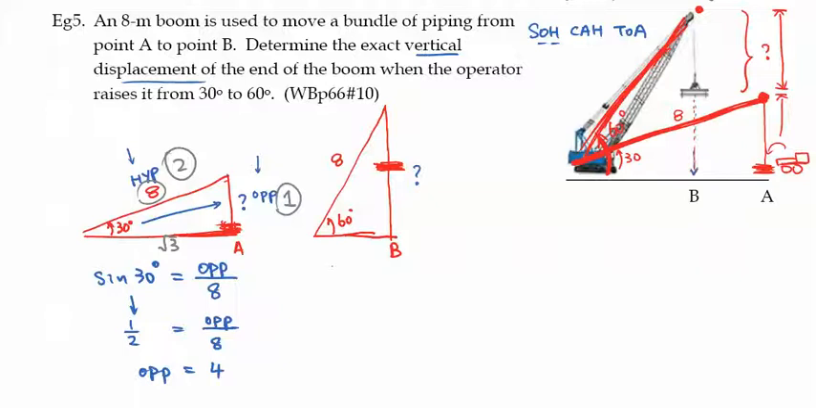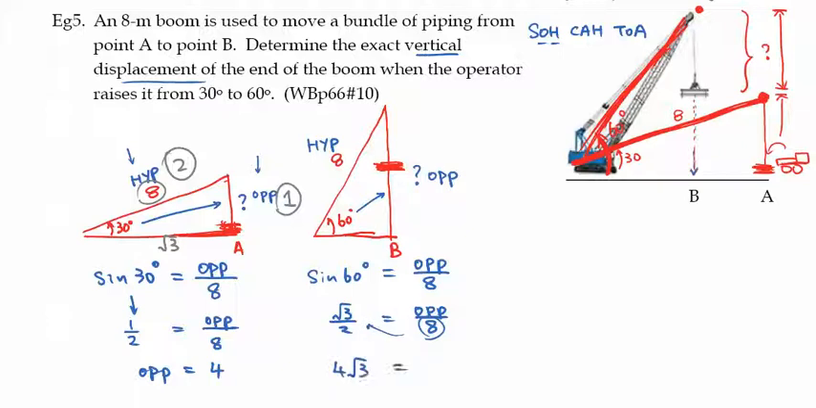And now moving on to the second triangle. Once again, we have the opposite and the hypotenuse in this case. Sine 60 degree will give us the ratio between the opposite side and your hypotenuse. And now, with sine 60 degree equals root 3 over 2, we can then multiply this denominator to the other side, giving us the length for this opposite side.